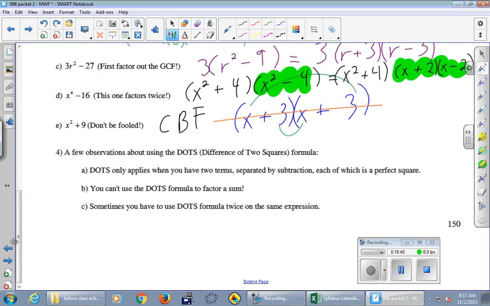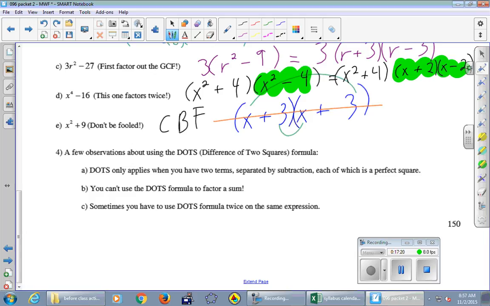Okay, a couple of observations about using this difference of two squares formula, DOTS, which we can abbreviate it. Difference of two squares only applies when you have two terms separated by subtraction, each of which is a perfect square. Those were the three questions we asked ourselves over and over again. You cannot use the DOTS formula to factor a sum, like in part E. No good. Sometimes you have to use the DOTS formula twice on the same expression, like in part D, x to the fourth minus 16. We could use the difference of squares formula, but then one of the new factors could use that formula again. Any questions on difference of two squares?